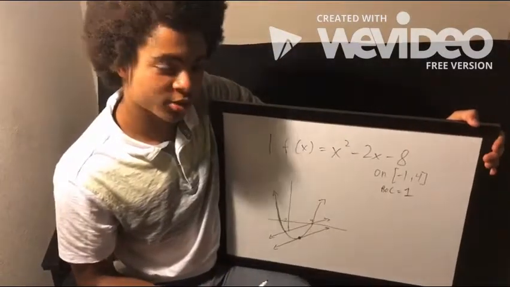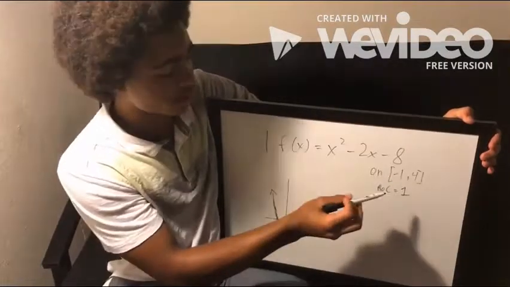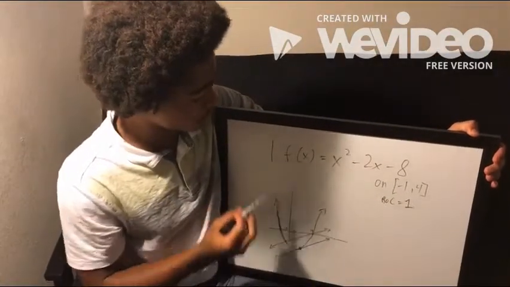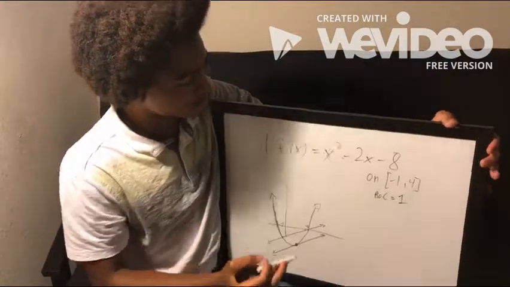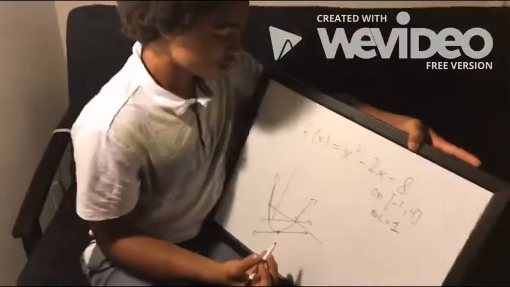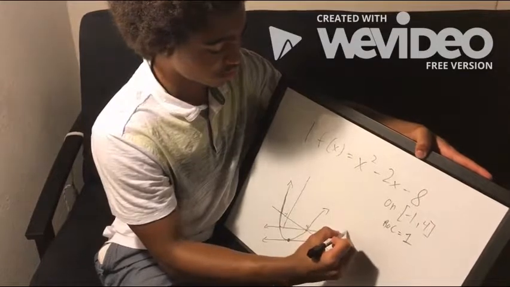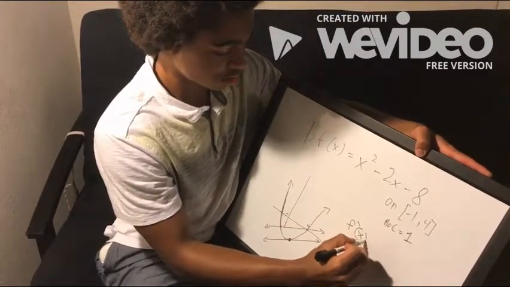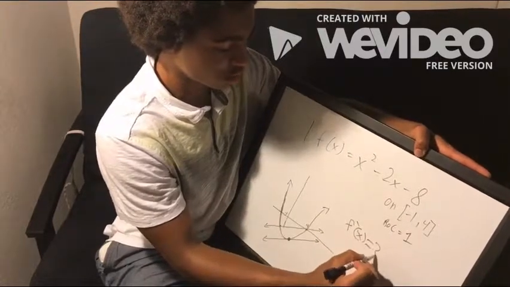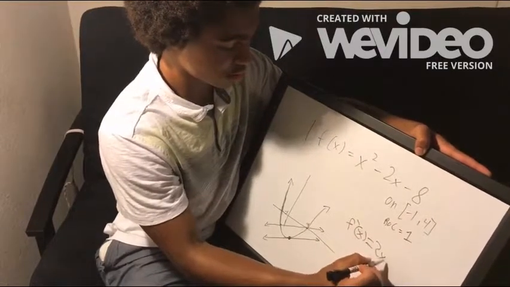So now that we know there's a point C that has a derivative of 1, what we're going to first need to do to find that point C is take the derivative of f of x. And in this particular equation, the derivative of f of x, or f prime of x, will equal 2x minus 2.